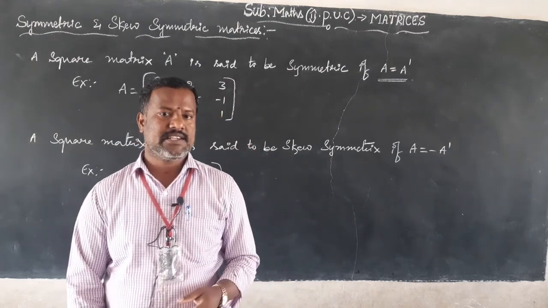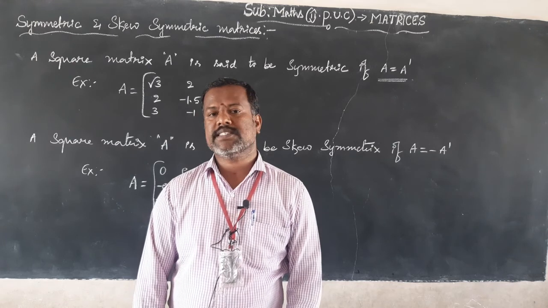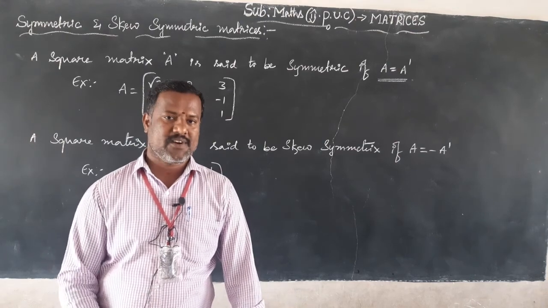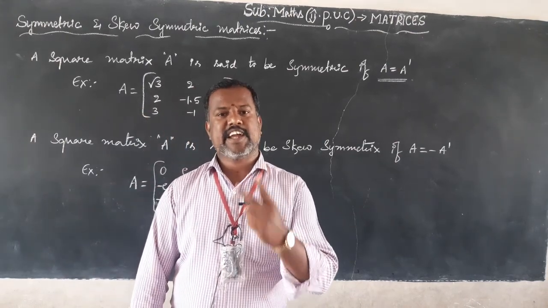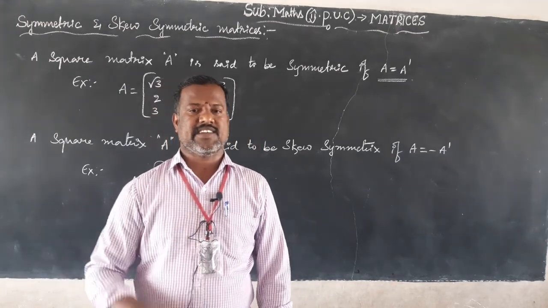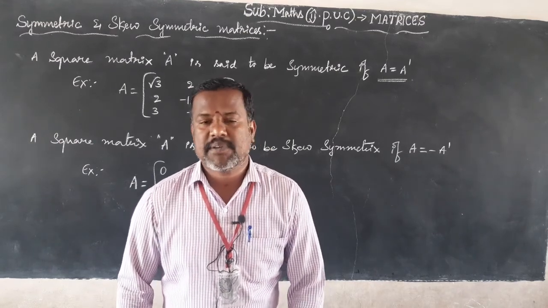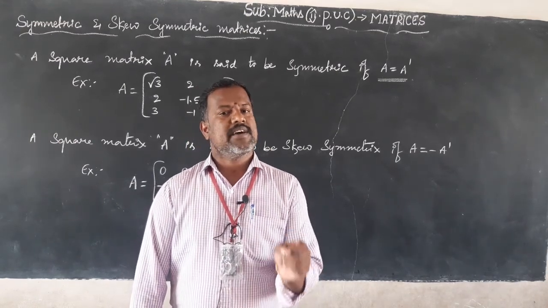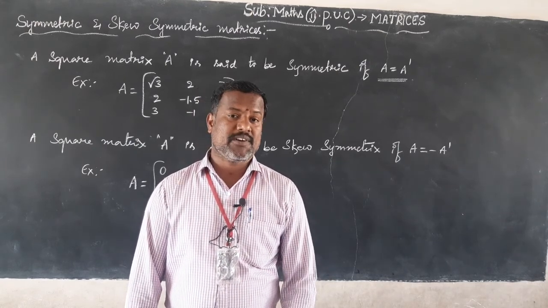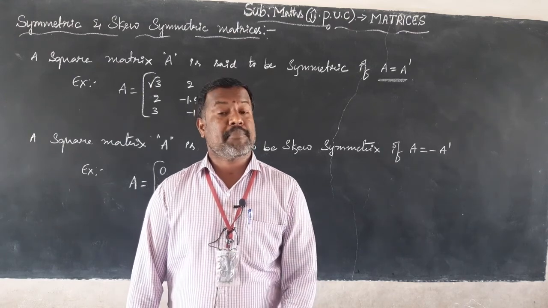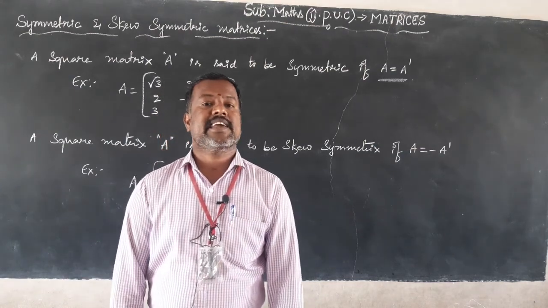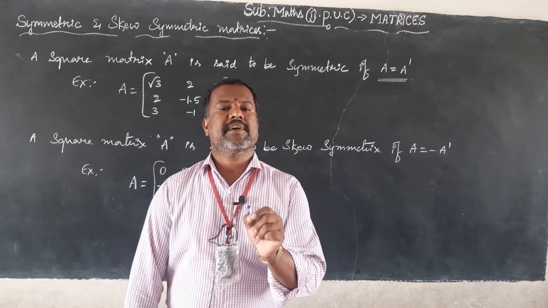As we know, children, we have four important properties. The first property is (A')' equals A. The second property is (kA)' equals kA'. The third property is (A + B)' equals A' + B', and the last, very important property, maybe we can expect problems based on this property in the 5-mark question, understand children? That is (AB)' equals B'A'.